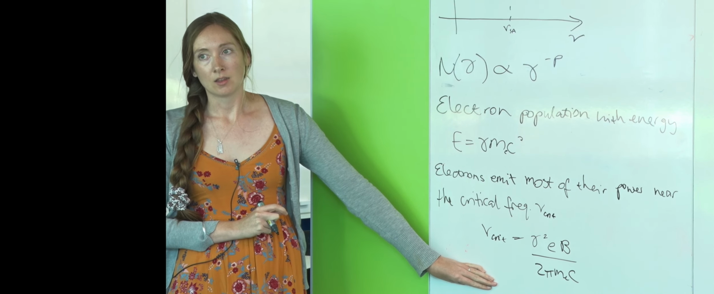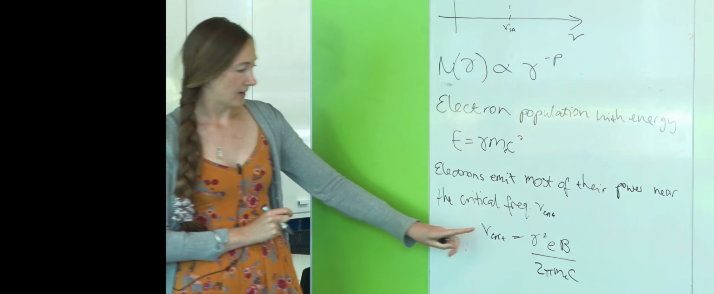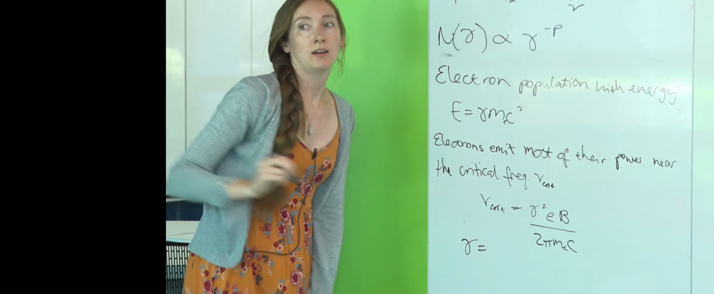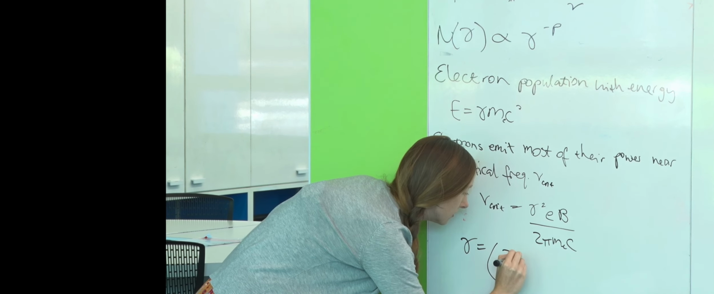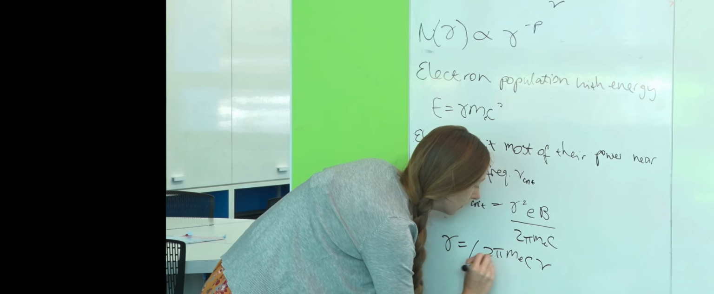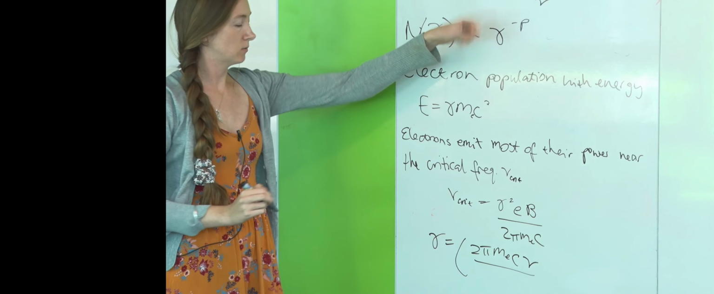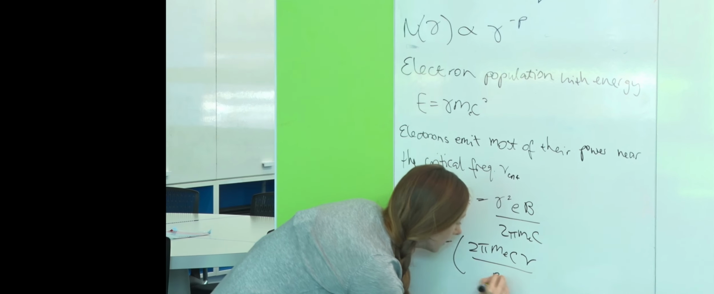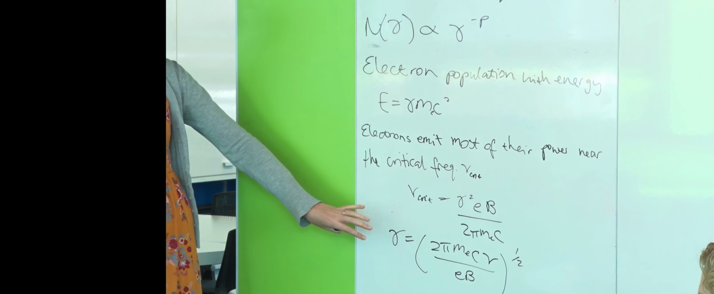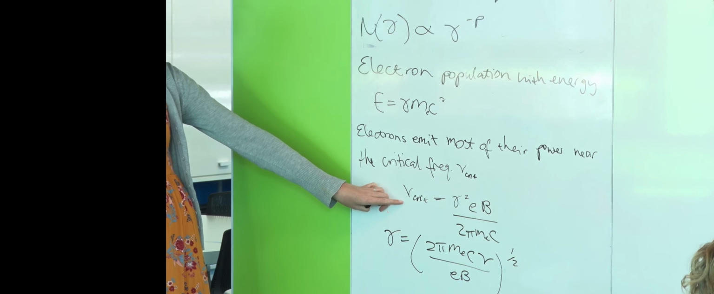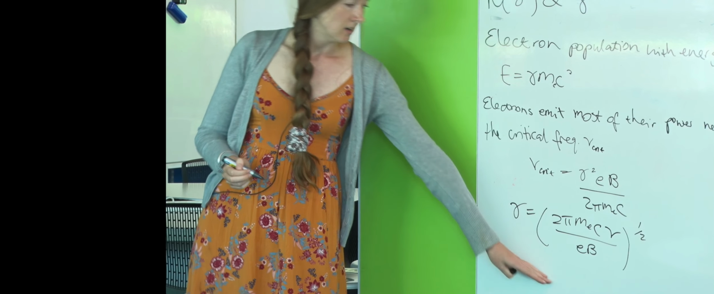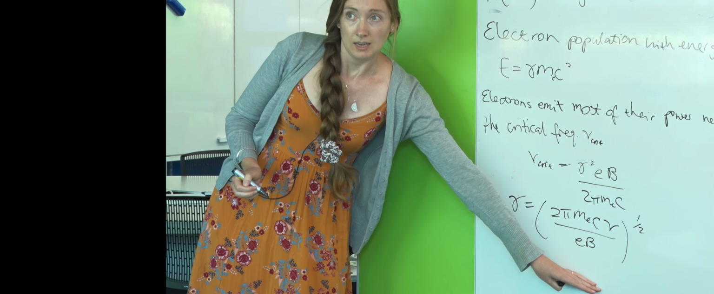And so the Lorentz factor of the electrons near this critical frequency is gamma equals the square root of 2 pi mc, and then this is the frequency, the observed frequency, so whatever frequency you want, over E B, the square root. Okay, so we have some critical frequency at which the electrons emit most of their power. The Lorentz factor of those electrons is this equation here.